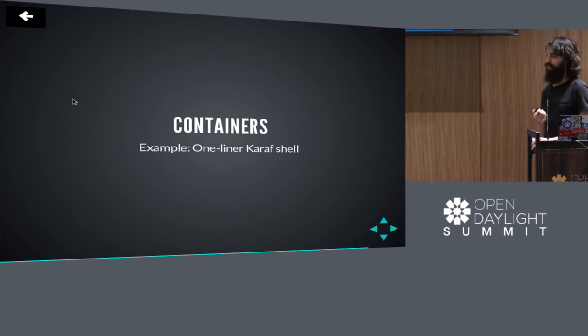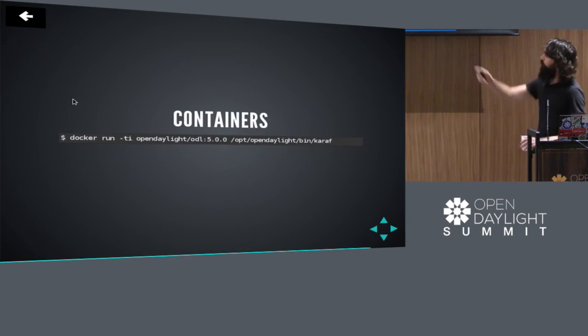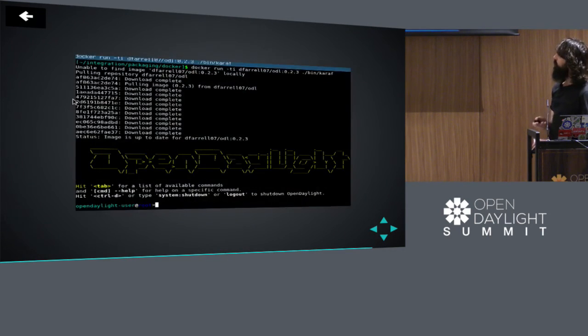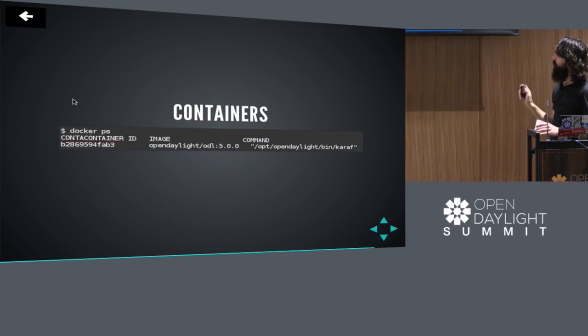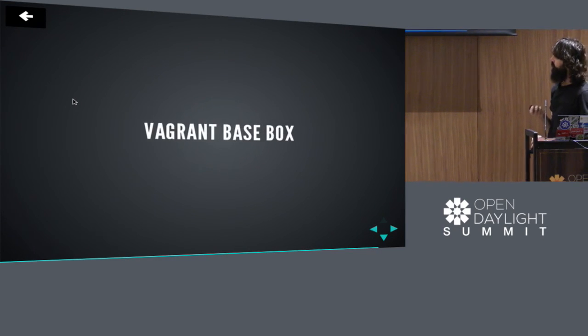Container demo, this is the quickest and most beautiful OpenDaylight demo that I have for you. I call it the one-liner Karaf shell. So with this one line of magic, you can download OpenDaylight Boron 5.0 in a Docker container and start the Karaf shell. So this is what the output is. It handles all the download and everything, and you're magically running OpenDaylight, which you can verify with docker ps. So that's a short example because it's so easy.